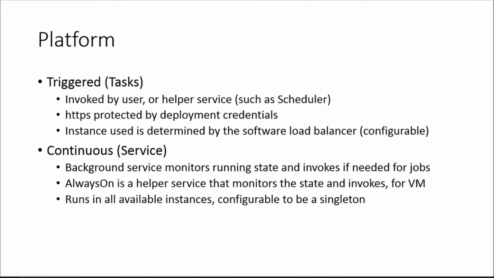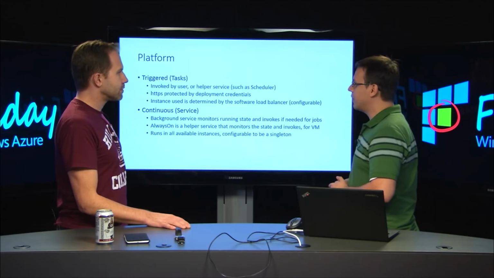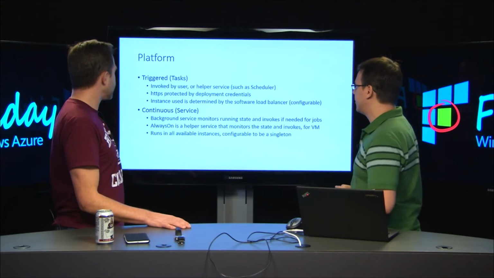We have basically what are tasks, which are triggered. It's something that is invoked either by the user, or by a helper service such as the Azure Scheduler, which basically just triggers a job. These are just HTTP requests that are protected using your deployment credentials. So I could make a task like clean up logs that would require me to visit a certain website. Exactly, and just that's the trigger. But I don't want to visit the website all the time, so then I might use a helper service or something like that. Exactly. And there are different ways in which you can leverage the platform and do just about anything that you need to do right now.